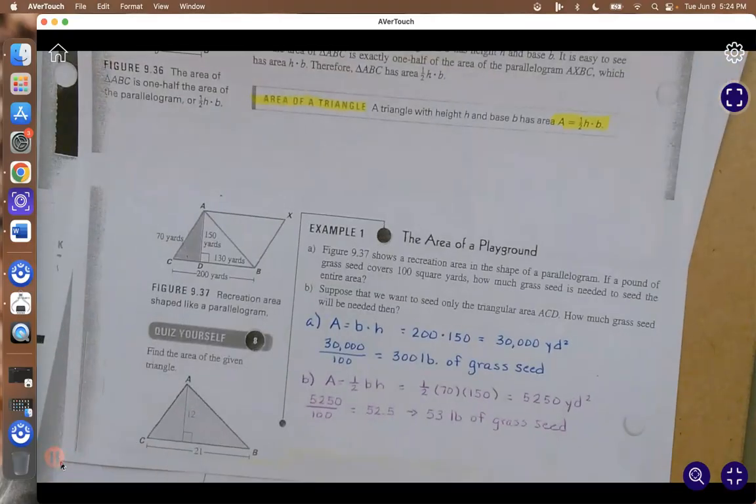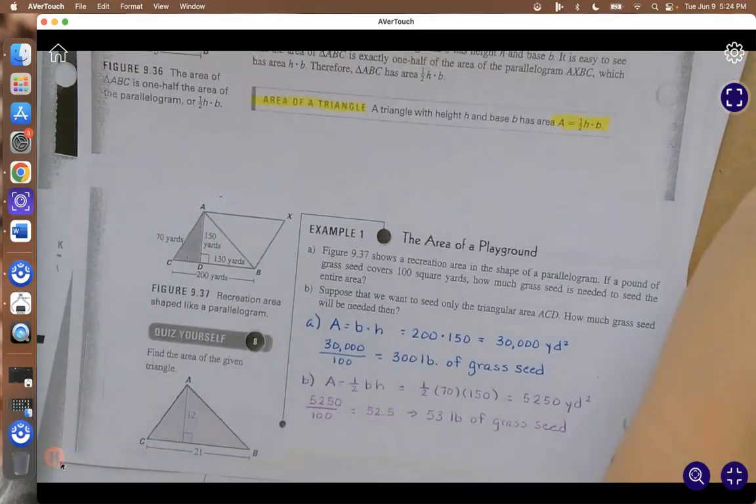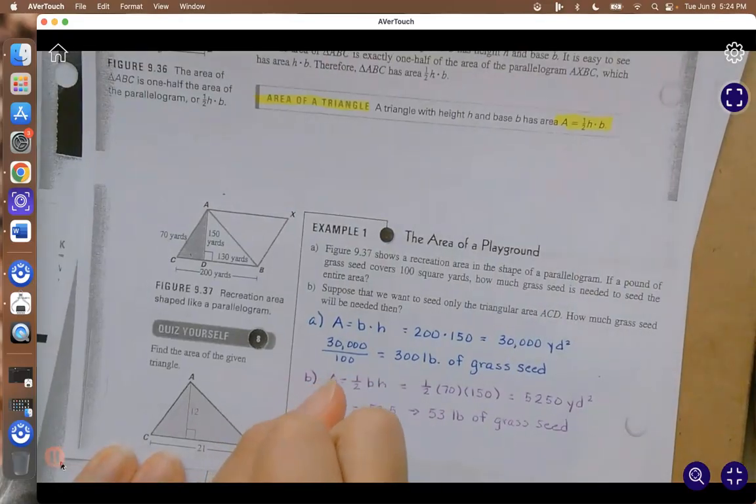All right, so let's look at this one. Find the area of the given triangle. So take a minute and do this one on your own, and then unmute it when you're finished.